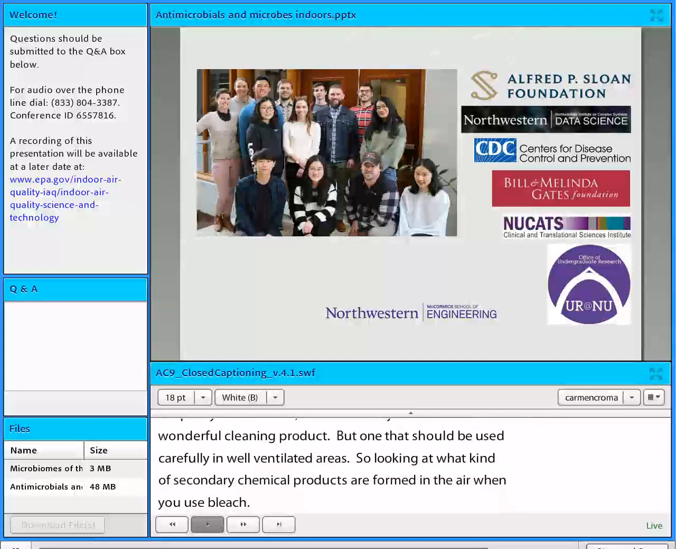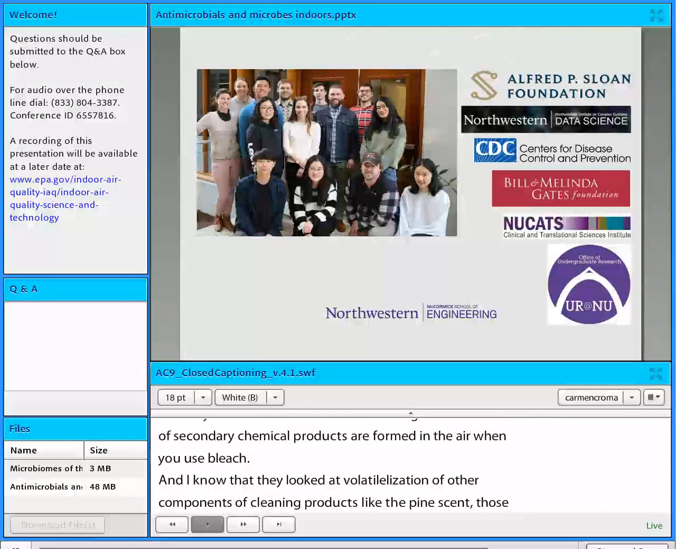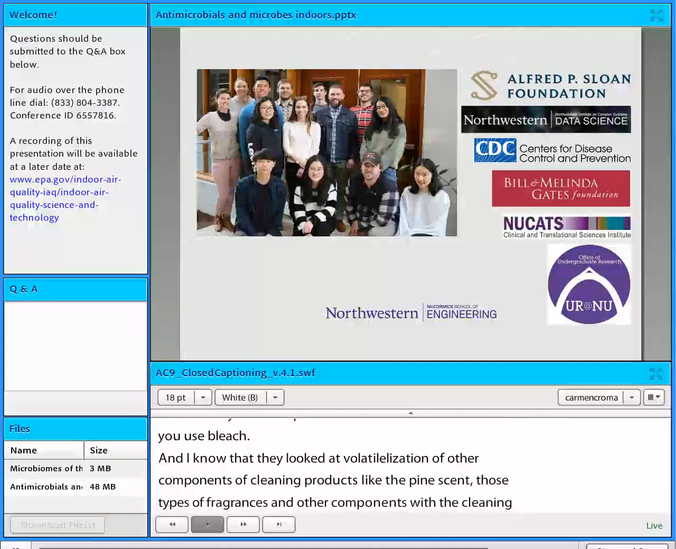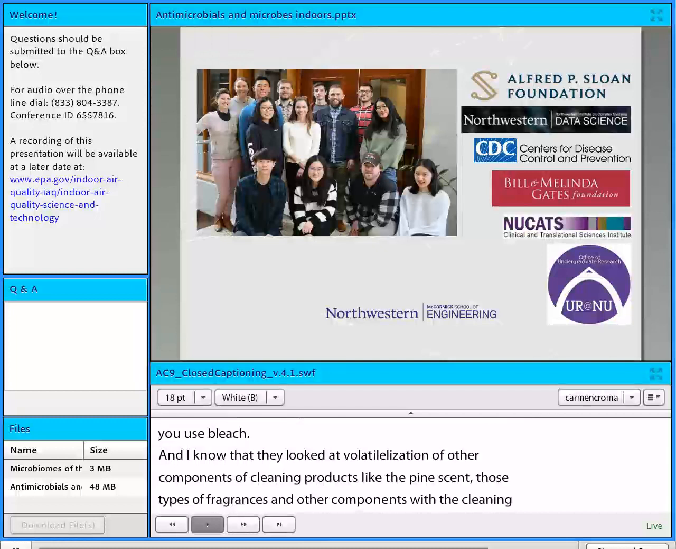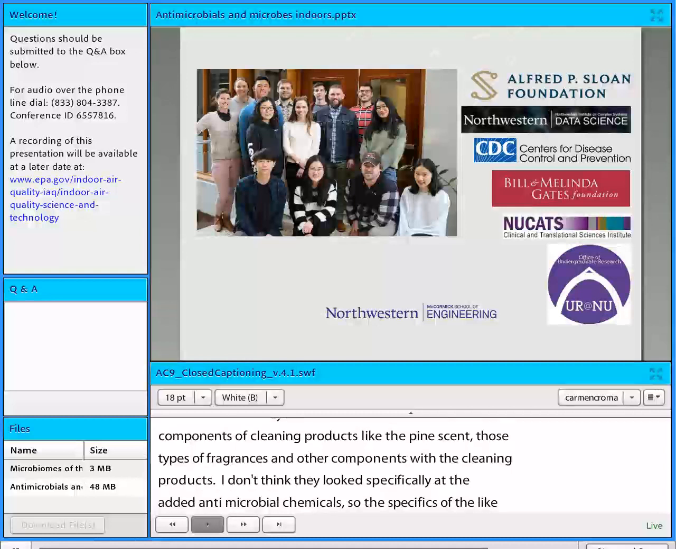And I know that they looked at volatilization of other components of cleaning products like the pine scents, those types of fragrances and other components of the cleaning products. But I don't believe they looked specifically at the added antimicrobial chemicals, so the specifics of the triclosan or benzalkonium chloride or other specific antimicrobials like that.